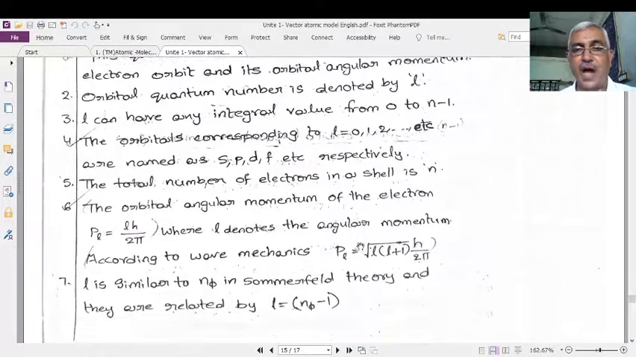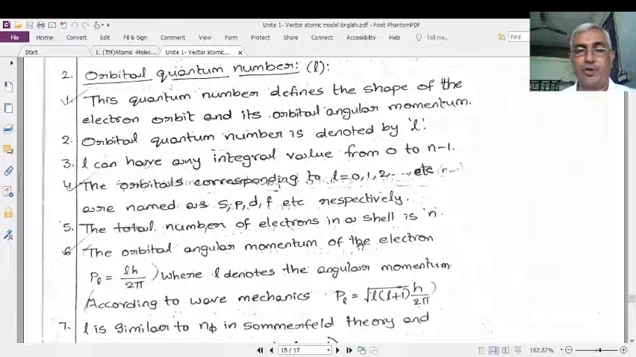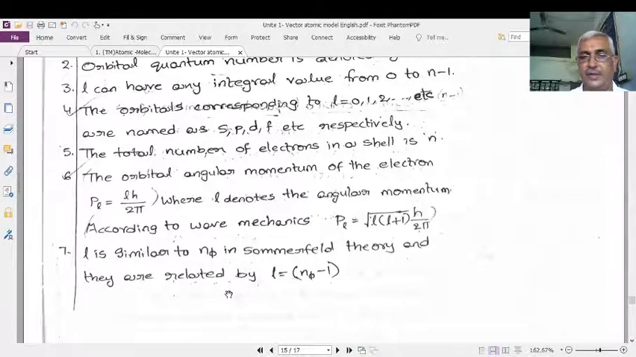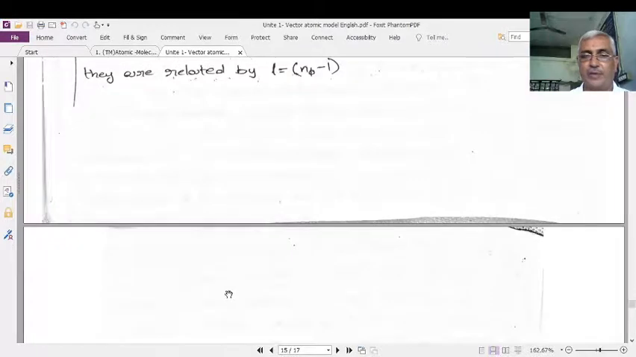This is about the orbital motion. In order to quantize the orbital motion, they put forward the orbital quantum number L. Therefore, the orbital angular momentum of the electron, PL, is equal to L into h by 2 pi, where h by 2 pi is the quantum of orbital angular momentum. If you multiply by 1, you will get the orbital angular momentum in the first orbit. If you put L equal to 2, you get it in the second orbit, and so on. This is about the orbital quantum number.